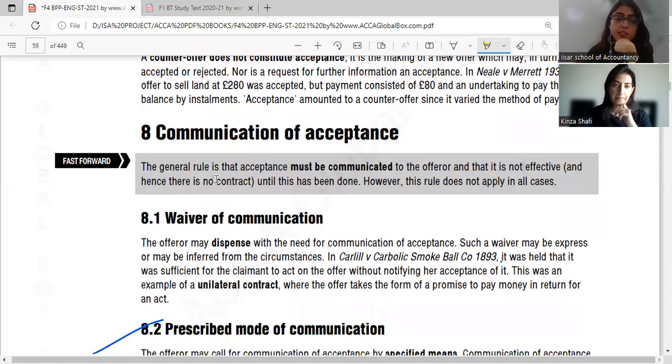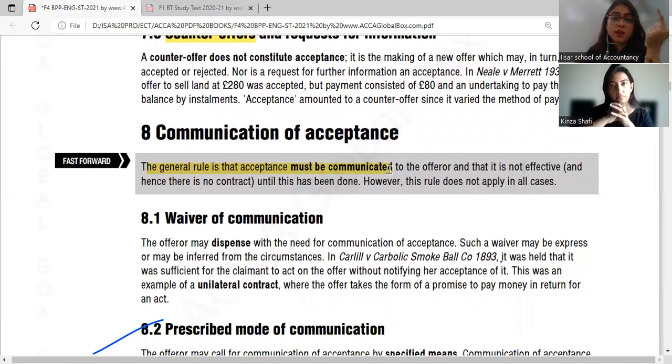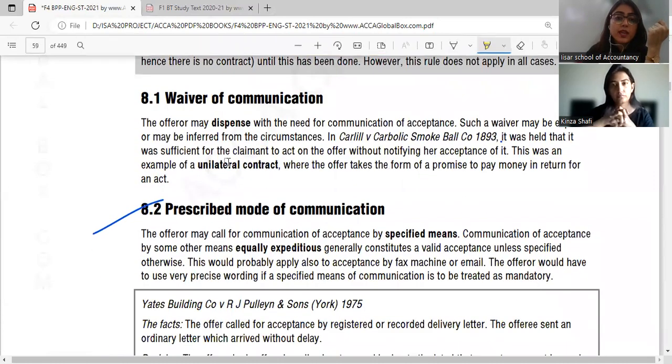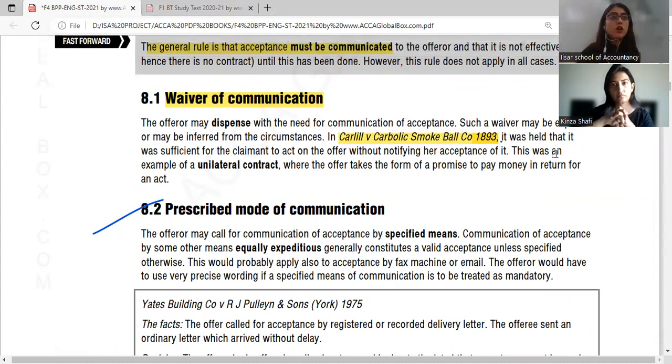All right. Next, communication of acceptance. We have done this: the general rule is that, number one, it must be communicated, and number two, all terms and conditions are agreed upon, right? Next, waiver of communication. Waiver of communication means, as we read in the case of Carlill versus Carbolic Smoke Ball, that the advertisement or offer in the newspaper just said: use it, and if you fall sick, claim from us, that's it. They don't want a communication of acceptance. The action itself, or the fulfilling of the agreement itself, becomes the acceptance, and that is where sometimes the contracts waive communication.